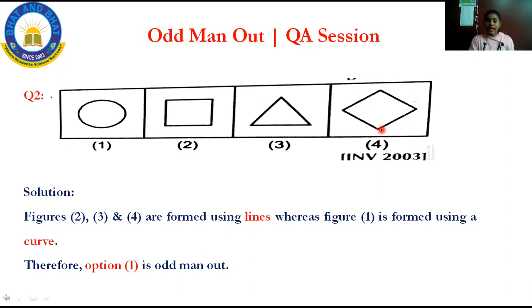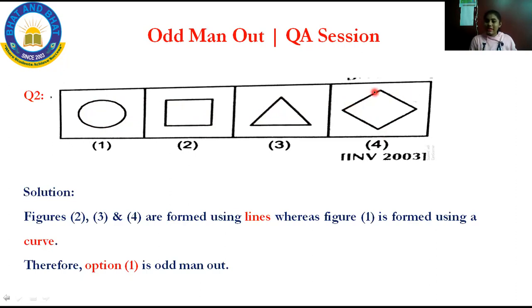I'll repeat again. Look at the figures carefully. They have given four figures. In this, three will have a common feature. And see what the common feature is. Three figures are drawn by using straight lines. Come to option 1. It is drawn by using a curve. The second one is drawn by using straight lines, the third one also, and the fourth one is also drawn by using straight lines.